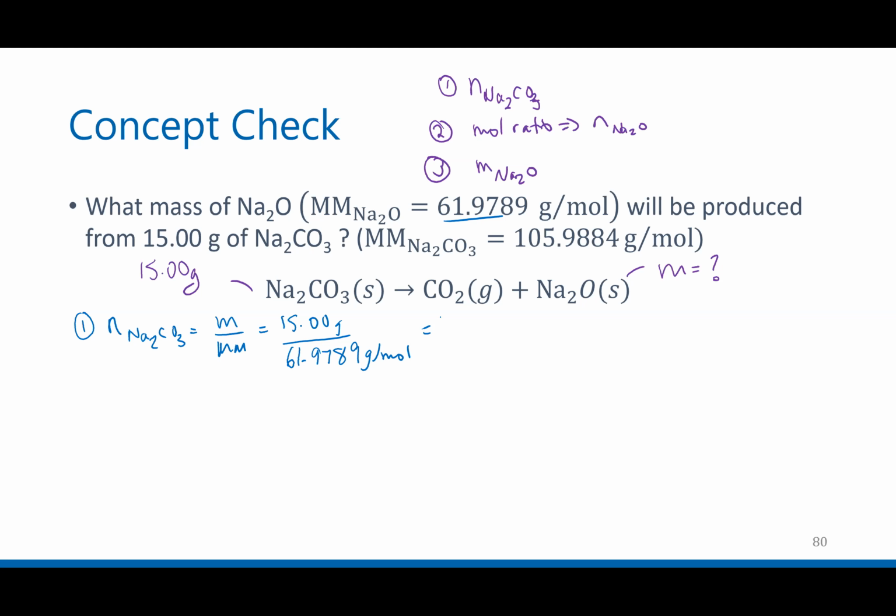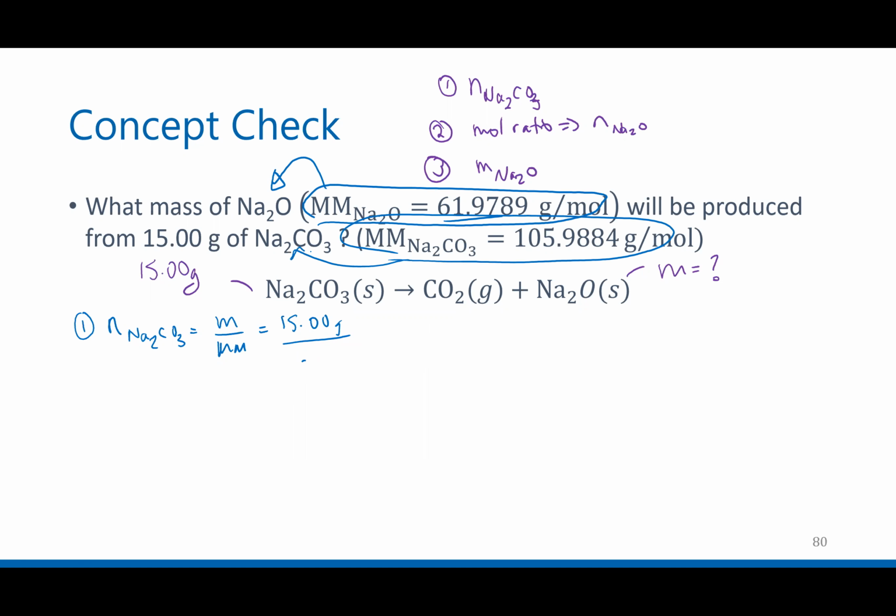So I'm going to take my old trusty calculator. I'm using my phone, so hopefully it works. 15 divided by 61.9789. All right, so I get my answer. Oh, wait, I used the wrong molar mass, and I bet you there's somebody in the chat saying that. Yeah, Asil, thank you. I just realized that. Sorry, I used the wrong molar mass. This molar mass is for this chemical, and this molar mass is for this chemical. Make sure you're using the same molar mass.